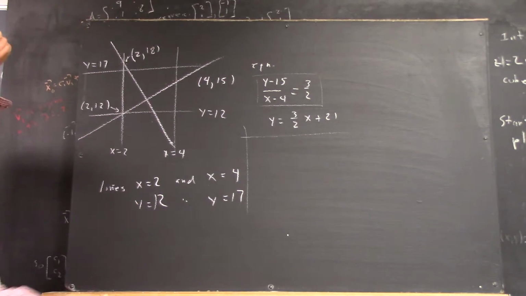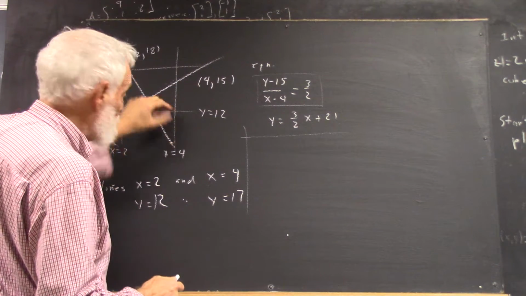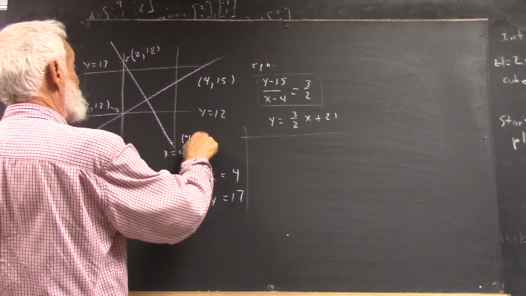I actually think I saw that in somebody's paper. And this distance looks about the same as this distance, right? So I'm going to say this is 3 units below this line, which puts it at 4, 9. Okay?